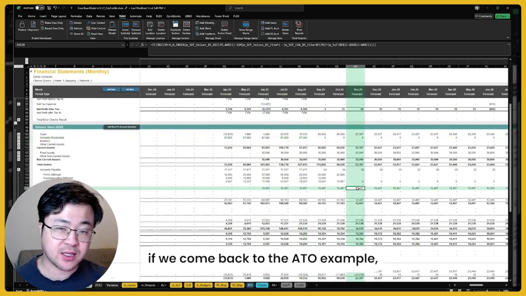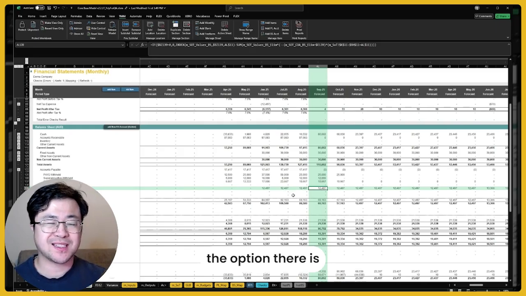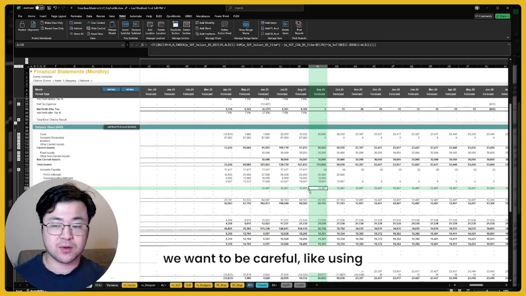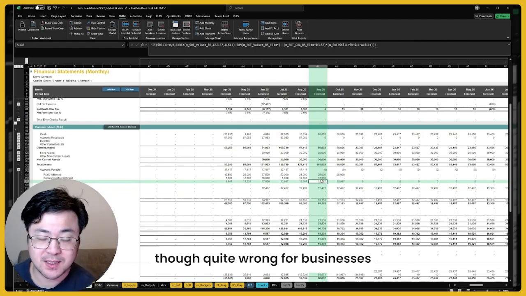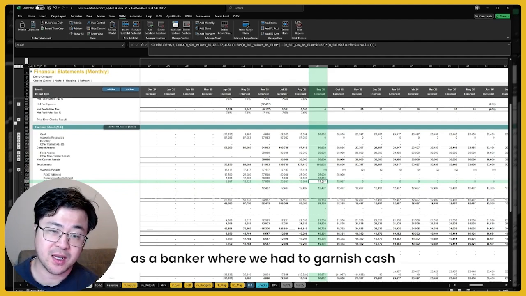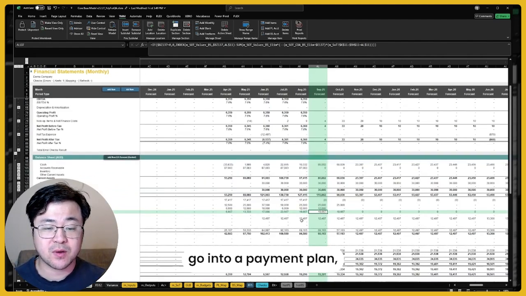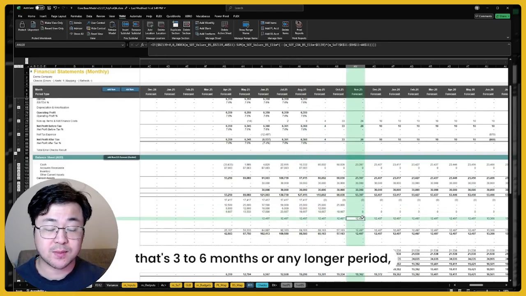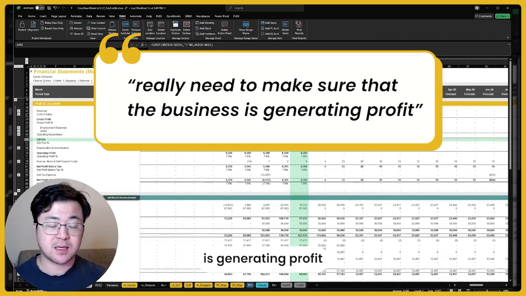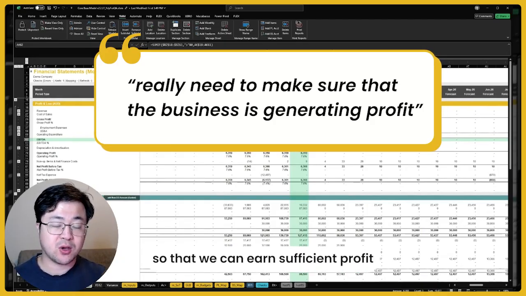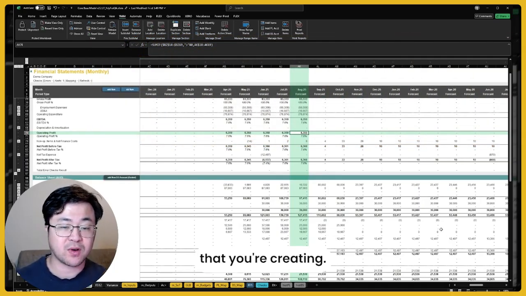And if we come back to the ATO example, if we do request an ATO payment plan, we want to be careful using something like that. I have seen that go quite wrong for businesses as a banker, where we've had to garnish cash because they haven't made payments. We need to make sure that if we do go into a payment plan that's 3 to 6 months or 12 or any longer period, we really need to make sure that the business is generating profit so that it can earn sufficient profit to eventually pay down that debt. This is new debt that you're creating.